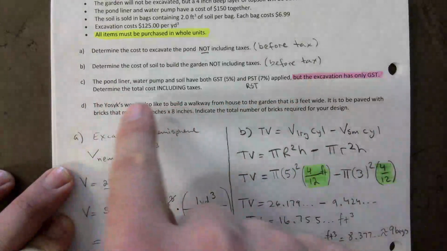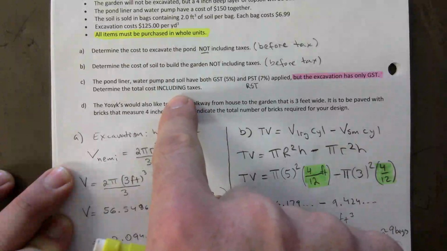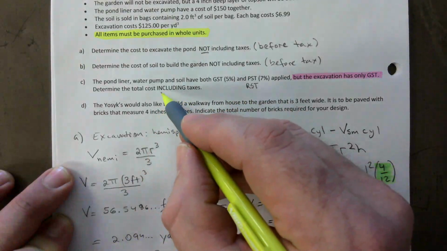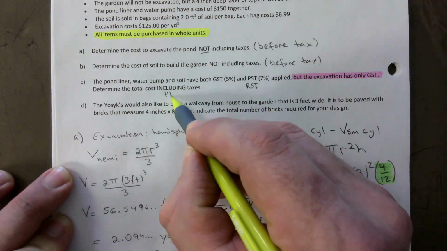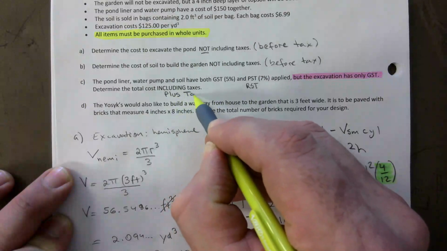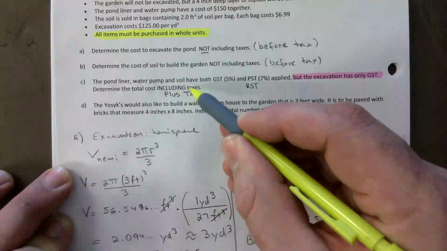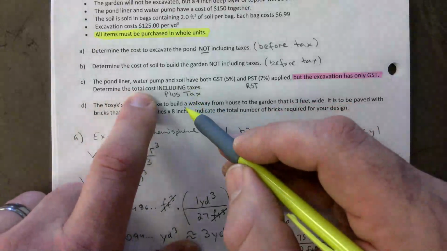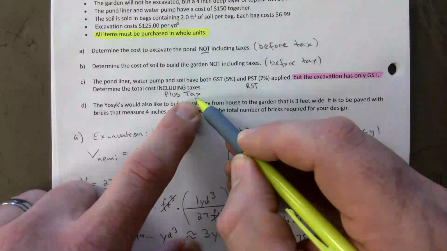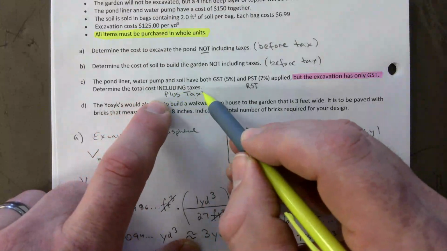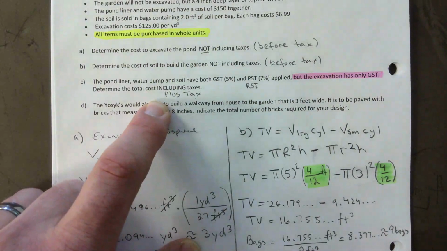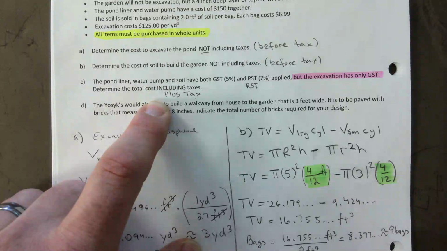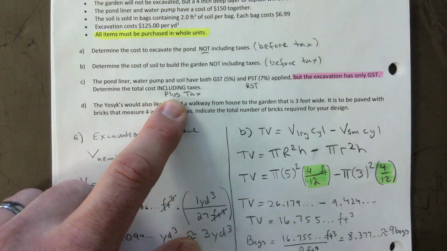So let's do that. So we need to figure out the total cost including taxes. So here's including taxes. Write this down, please. If the province says plus tax, it means the same thing. So if they said determine the total cost plus tax, it's saying including tax. I'll remind you of this quite often, but just make sure you understand that. All right, now we go and do this.